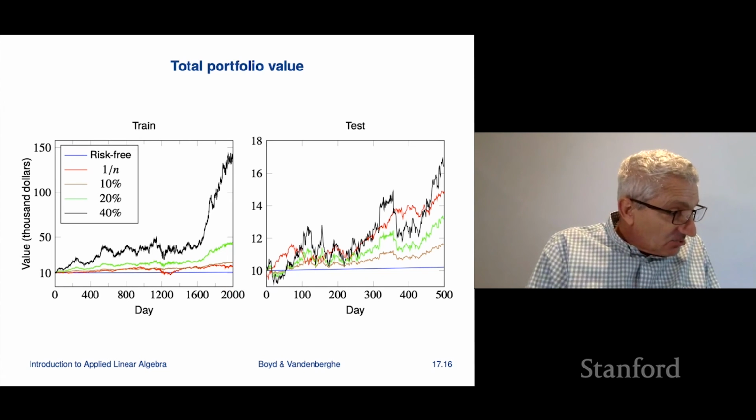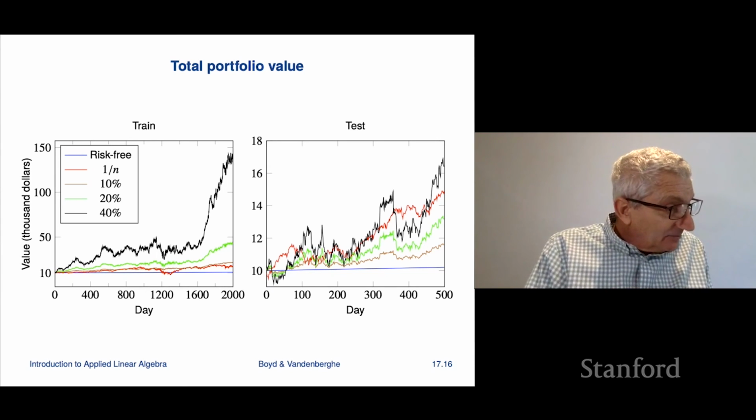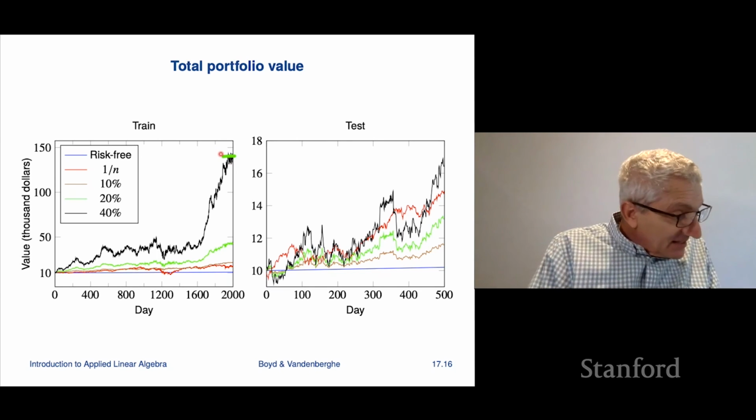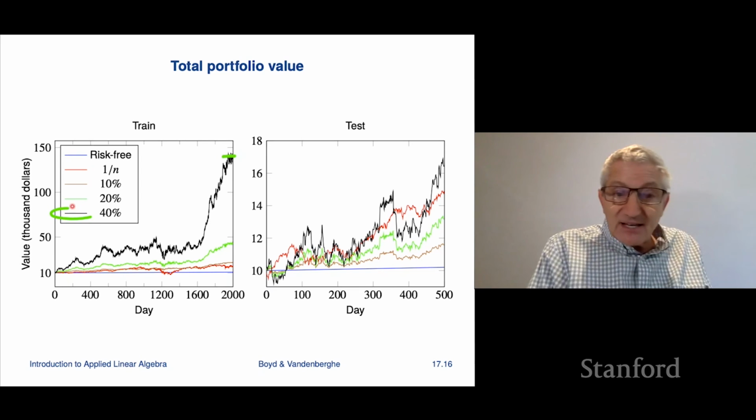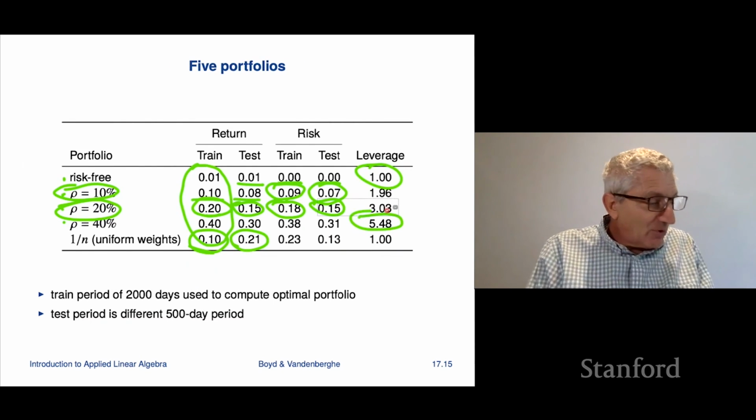It's 8 years, right? And we start with 10,000, that's the traditional number. And, look, this is crazy. The black one is insane. That's when we're super risky. I should go back and say something about the leverage. The leverage is like 5.48.